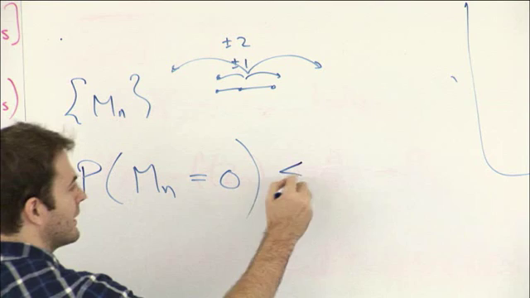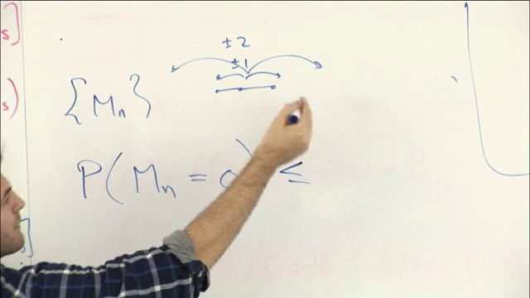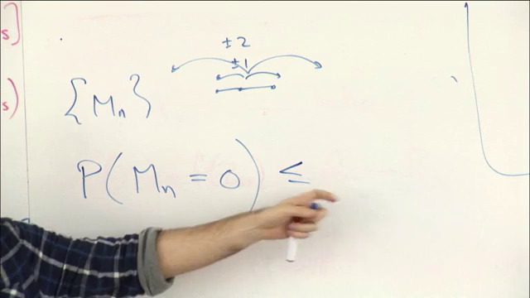Does anybody have a guess on what the upper bound should be? No matter what rule you choose, your rule is just at every point, and you can choose differently at every point, but you can go plus or minus 1 or plus or minus 2. That's all you can do. And now I want to give you an upper bound on how well you can hit zero, so how well your martingale can aim for zero. Does anybody have a guess?